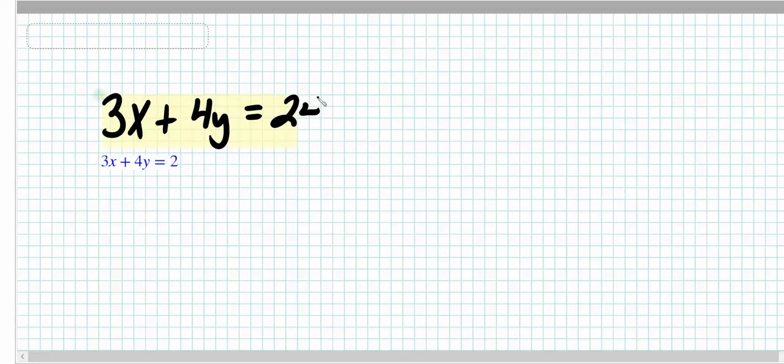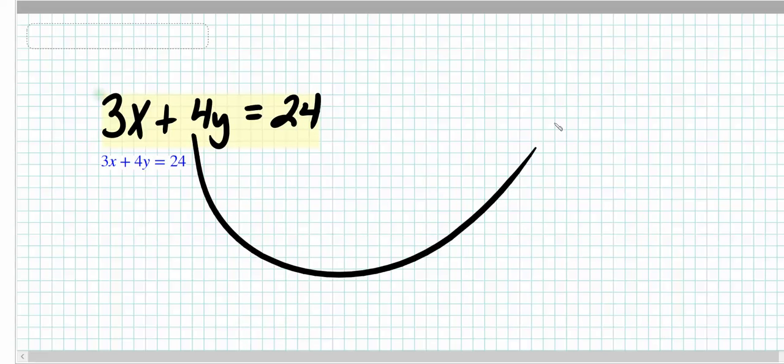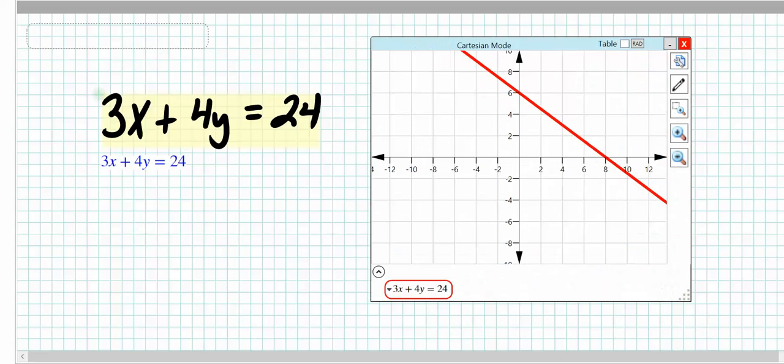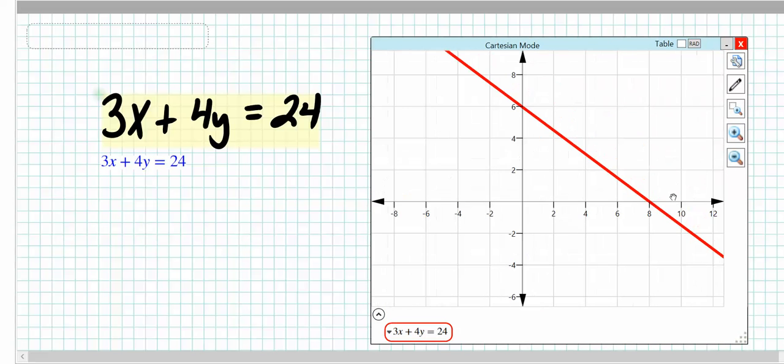All right, so if we graph this really quick, obviously this program works a lot faster than we can, but the points that we come up with that we can see are clearly right there, 8, 0 and 0, 6. So I would say that that graph looks a whole lot like that graph, and we did it right.